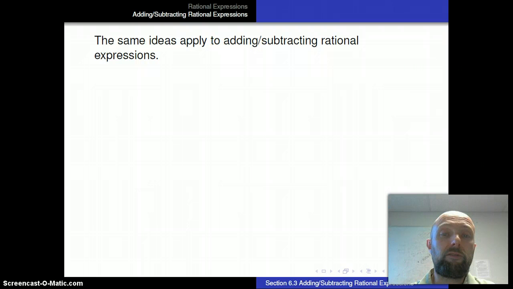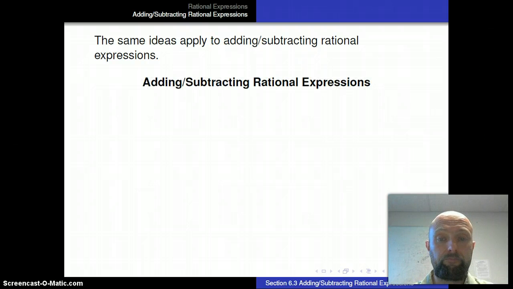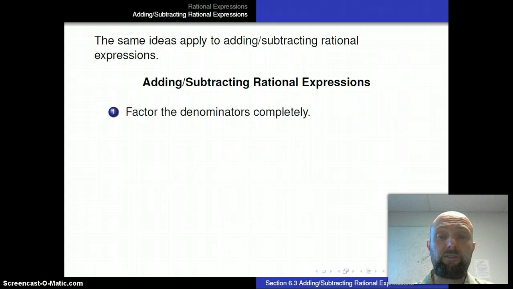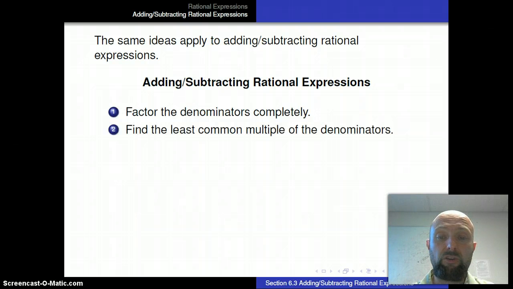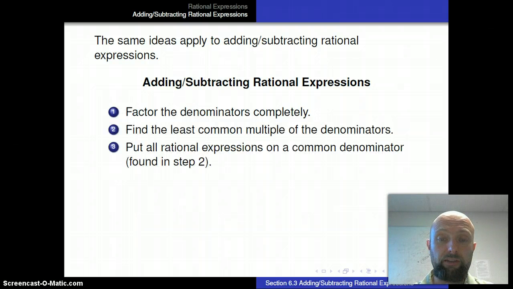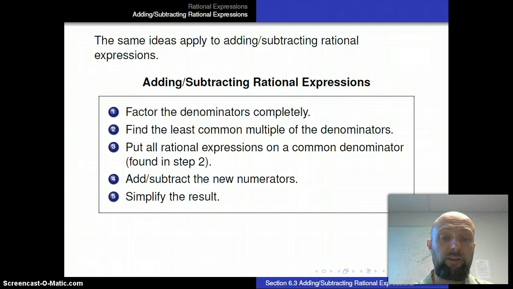The same ideas apply to adding or subtracting rational expressions. So here's a basic strategy. Factor the denominators completely. Find the least common multiple of the denominators. Put all rational expressions on a common denominator, which we found in step 2. Add or subtract the new numerators, and simplify the result.